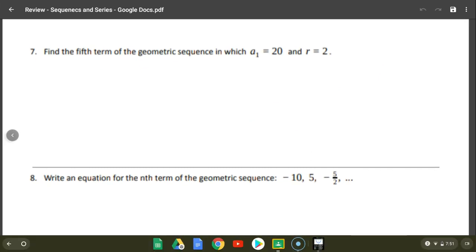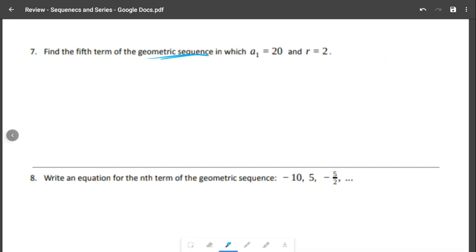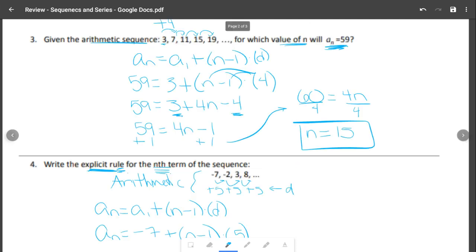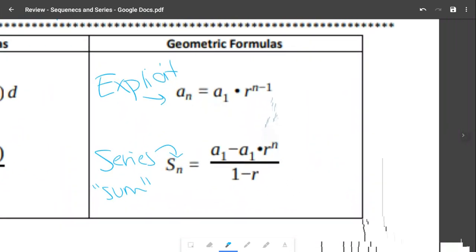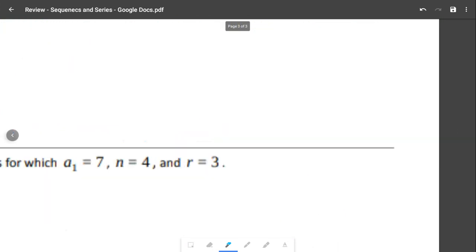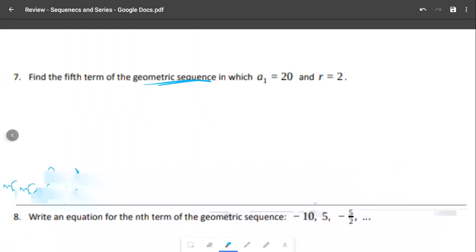Question 7. Find the fifth term of the geometric sequence in which A1 equals 20 and R equals 2. So going back, it's geometric, and they're not asking us for a sum. So we're not going to use the series formula. We're going to use the first one, the explicit formula. So we have our explicit formula: An equals A1 times R to the n minus 1. And again, n is the term that you're looking for. So in this case, 5.